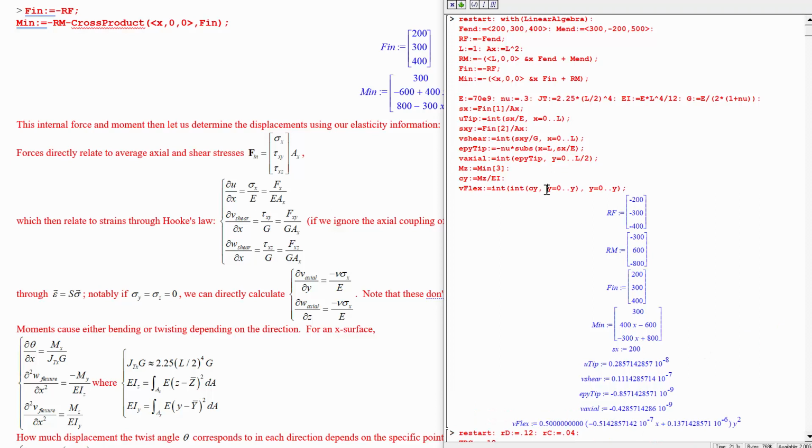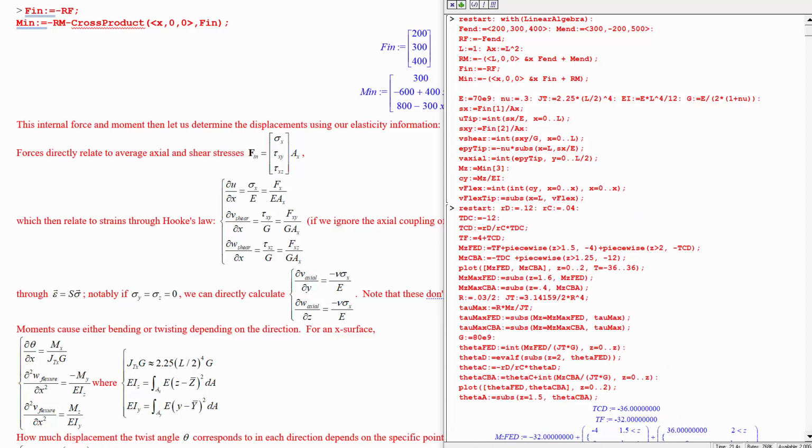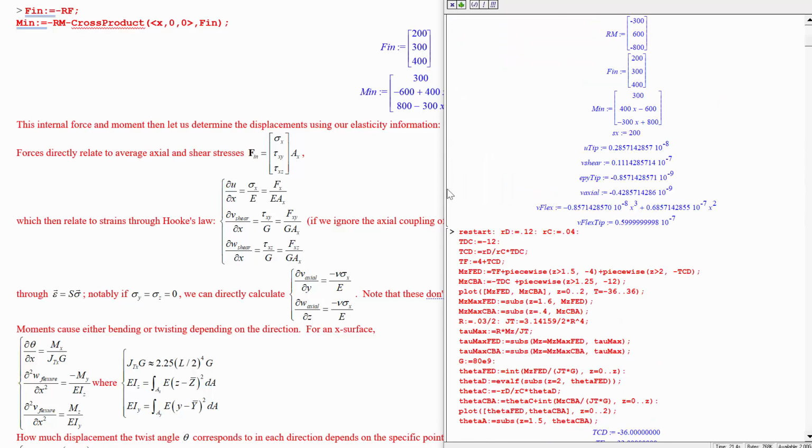Oh, wait a minute, this is the wrong thing. We're integrating this with respect to x, so along the beam length, which is x there. Yeah. So then V flex tip will be subs x equals L into V flex. And bending is usually pretty prominent, but this is a cube, so it's going to be around the same size as the shear displacement probably. Yeah, it actually ends up being quite a lot more, about 6 times as much.